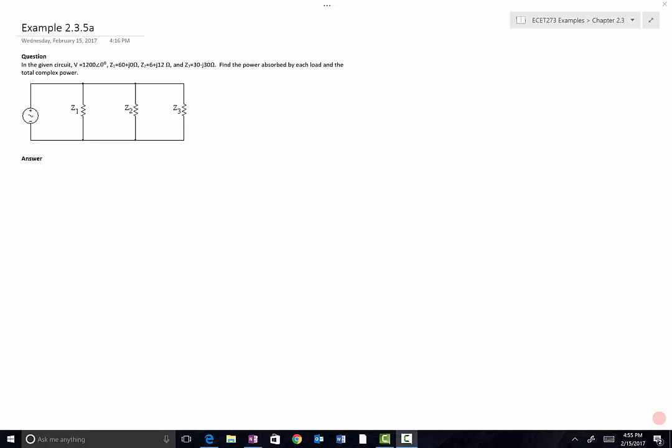Example 2.3.5a. In the given circuit, the supply voltage is 1200 at angle 0 volts. Z1 is 60 plus j0, Z2 is 6 plus j12, and Z3 equals 30 minus j30 ohms. Find the power absorbed by each load and the total complex power.